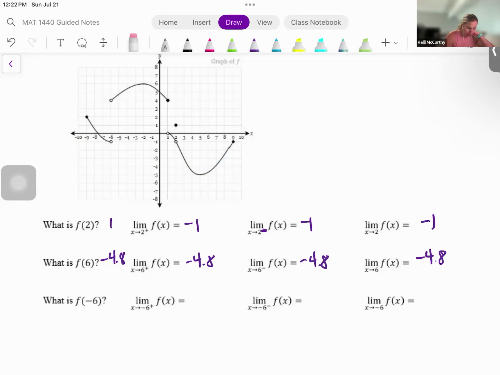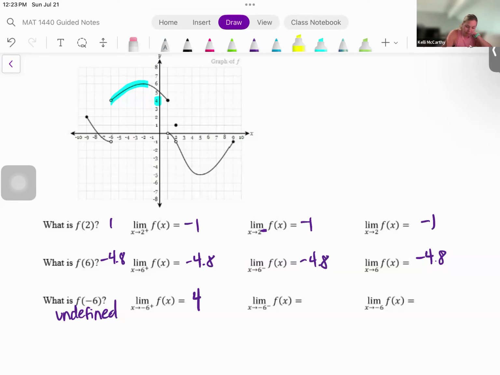Let's identify f of -6. Since we have open circles on both of those points at x equals -6, that tells me that it's undefined at -6. Our function is undefined at -6. If I'm approaching x equals -6 from the right, then my function is approaching 4. So the limit as x approaches -6 from the right of f of x is 4.